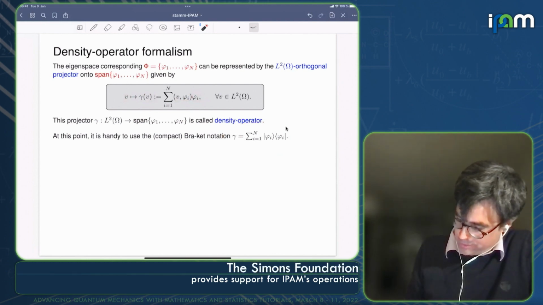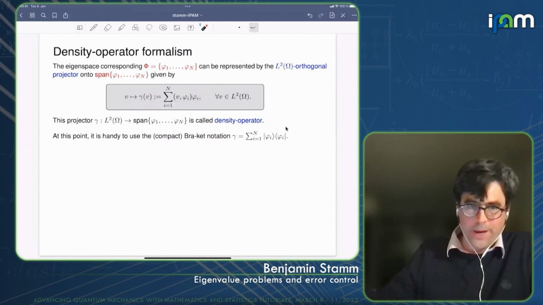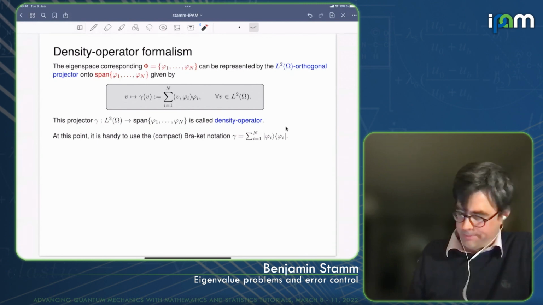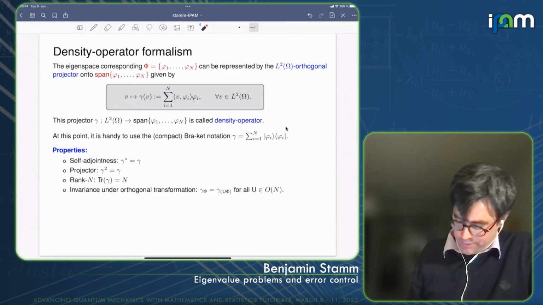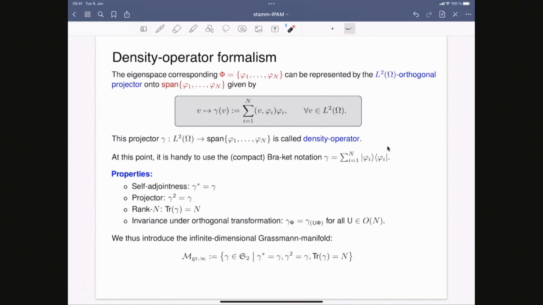Okay, and this is the density operator, and it encodes, or is isomorphic to, the span of the eigenfunctions you're looking at. It has some nice properties. It is self-adjoint. It is a projector. It has rank n, so the trace is n. And like the energy, it is invariant under orthogonal transformation. If I take a set of eigenfunctions and turn it by an orthogonal transformation, it generates the same density operator. We therefore introduce the infinite dimensional Grassmann manifold. These are all operators in sigma 2 that are self-adjoint projectors of trace n.